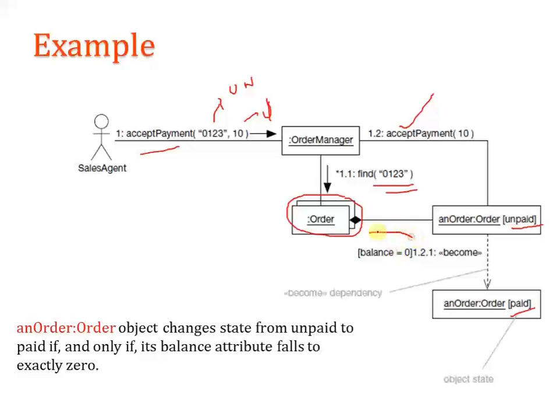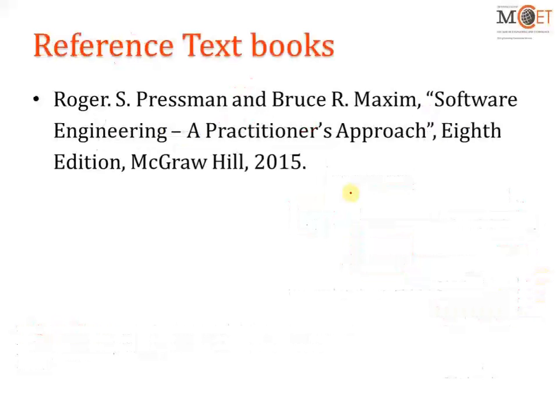Only after this condition is satisfied, that is, the balance is reduced to 0. I can pay 5 rupees or even 7 rupees based on some installment. But only when the balance is 0 does the order's state go to paid state. So by this we come to the end of this collaboration diagram.